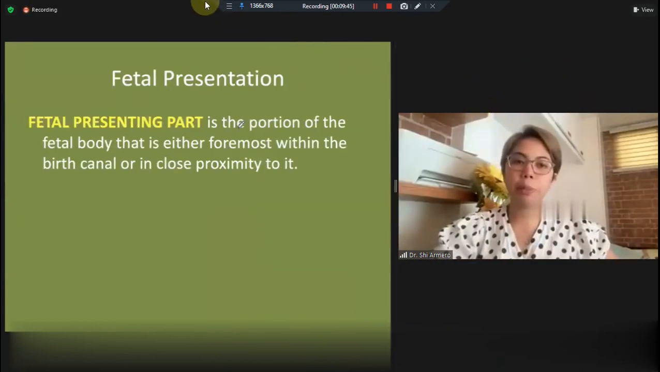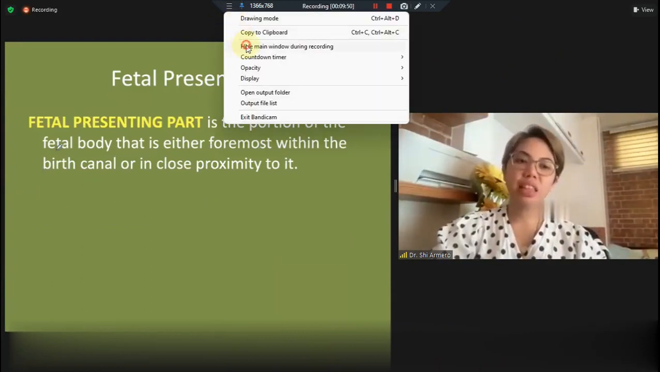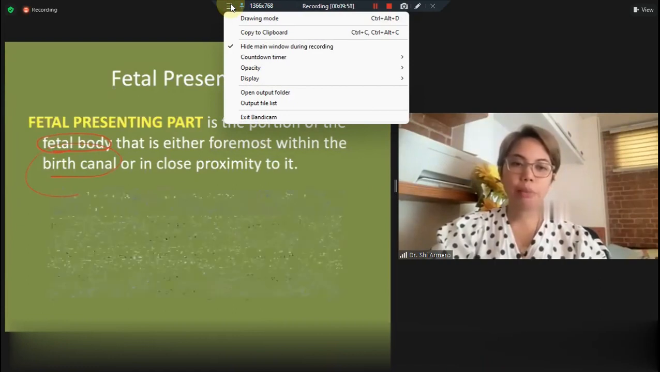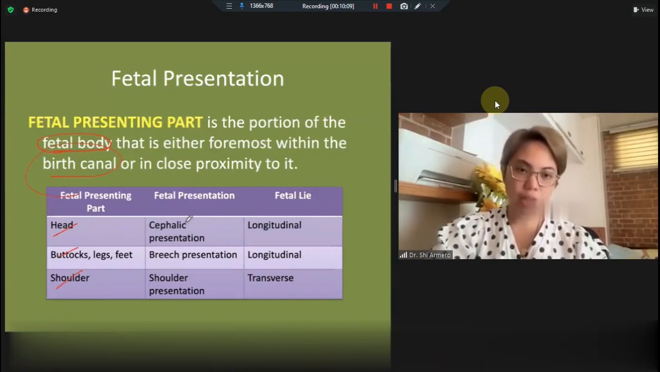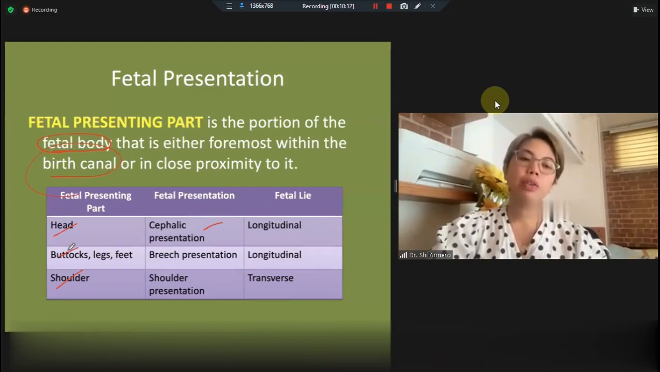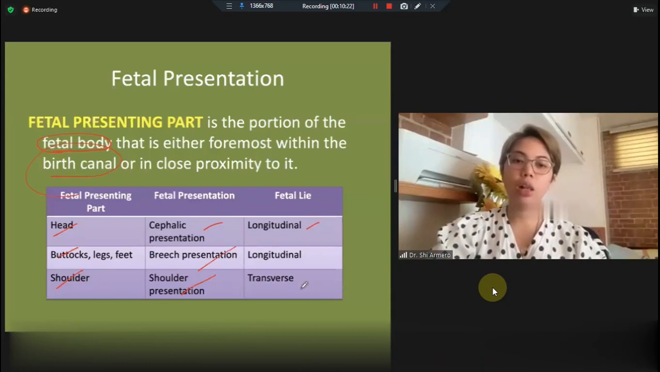Fetal presenting part is the portion of the fetal body that is foremost within the birth canal. So, it is the part of the fetal body that's closest to the birth canal. Okay, that's the fetal presenting part. So, I tabulated it like this. The part is either the head, the buttocks, the legs, or the feet, or the shoulders. The presentation: if the head is the presenting part, it's cephalic presentation. If it's either the buttocks, legs, or the feet, then it's breech presentation. If it's the shoulder that's presenting first, then it's shoulder presentation. And the lie is either longitudinal or transverse.